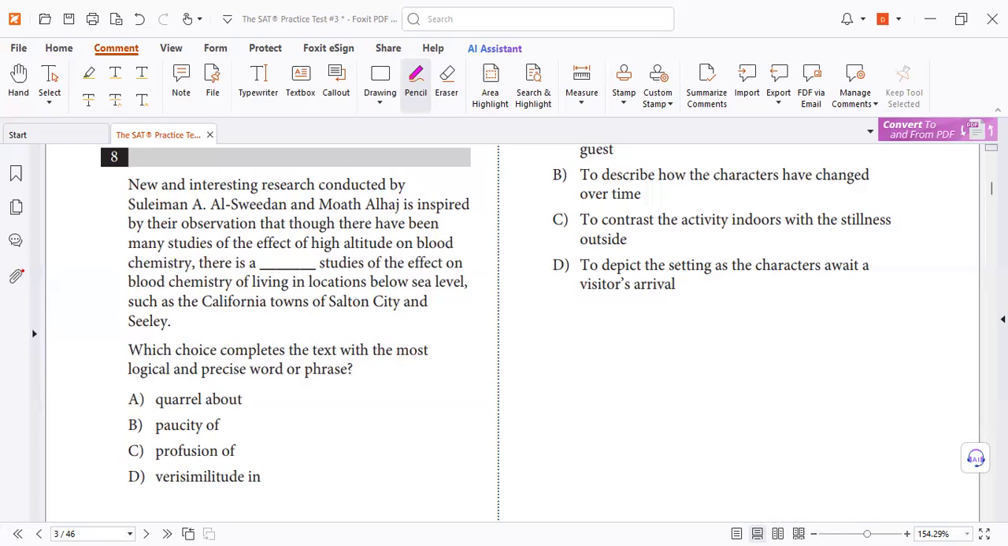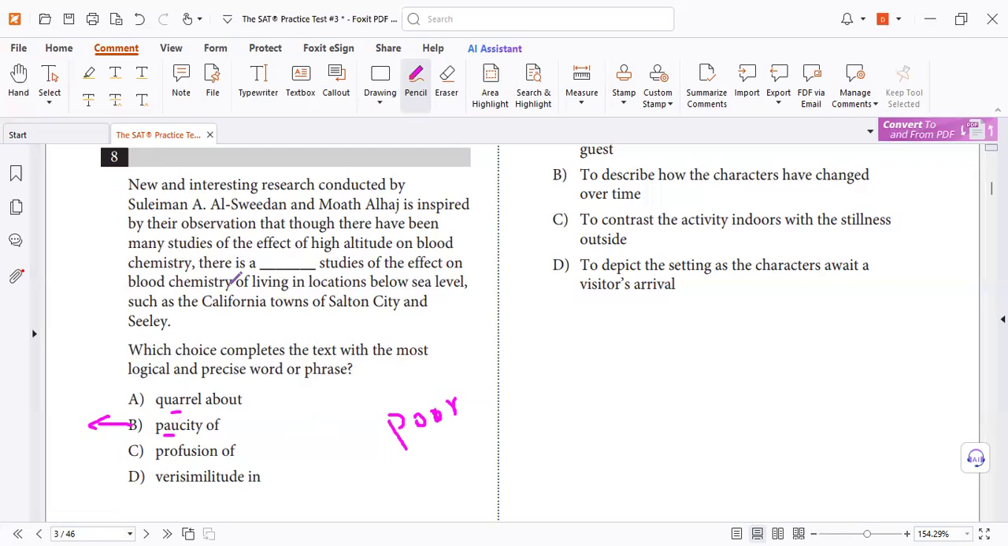Letter A. Letter A. No, my friend. A quarrel is to fight about. You disagree about something. But poor. This is the sound of this word paucity. It's related to the word poor. So poor of something means you don't have it, means lack. So we have lack of studies. So there is a lack of studies of the effect on. That means you don't have enough studies about it.